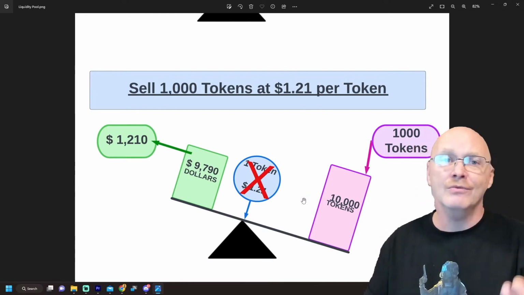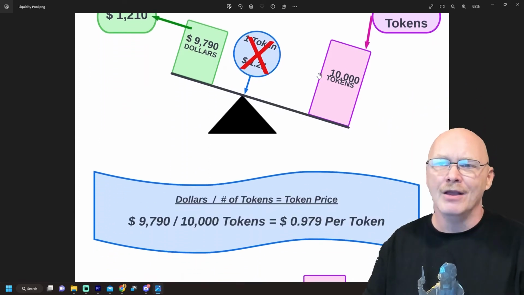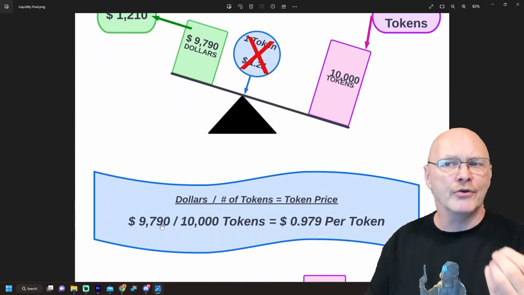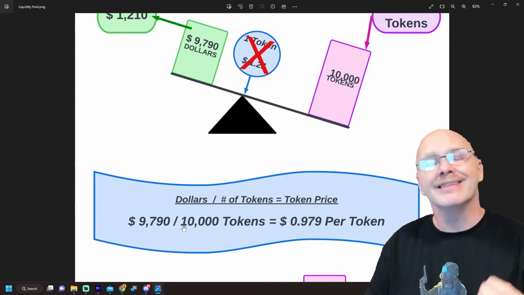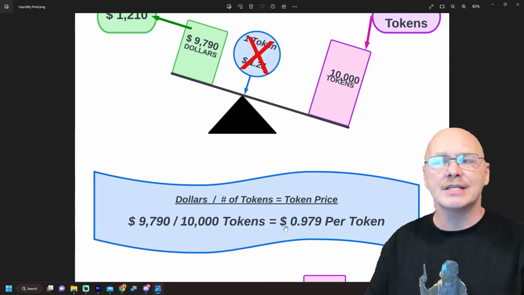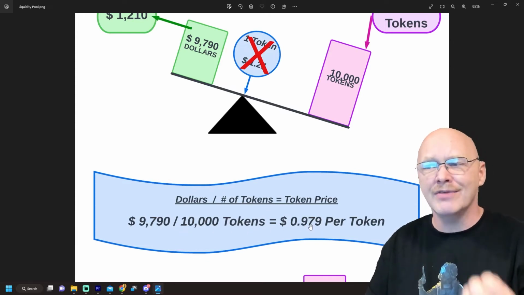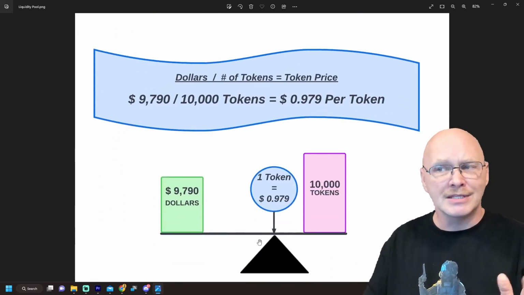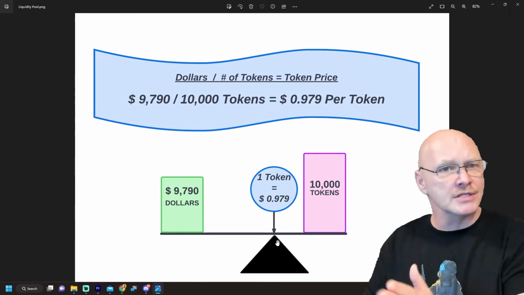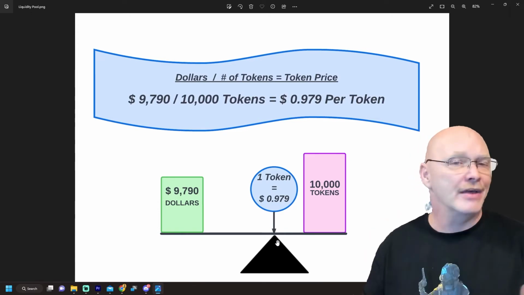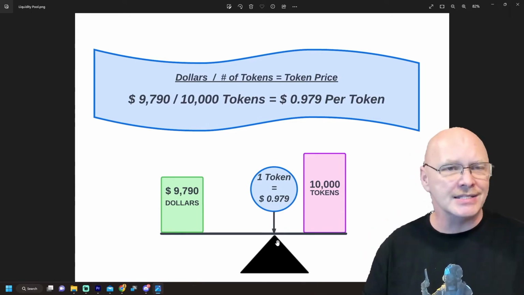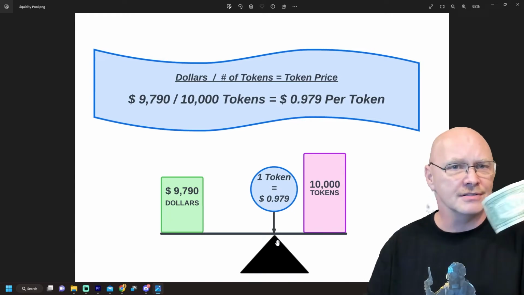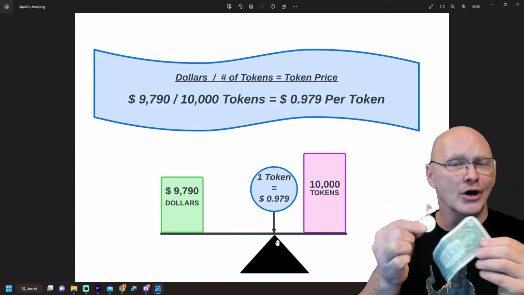Okay, so once again, we have to go back to our formula. So we take the $9,790 divided by the 10,000 tokens, gives us a token value of $0.979 per token. So now the center point has moved over towards the token side to get it back to balance. And that's all a liquidity pool does. It essentially is an exchange to take dollars to coins and coins to dollars, back and forth.